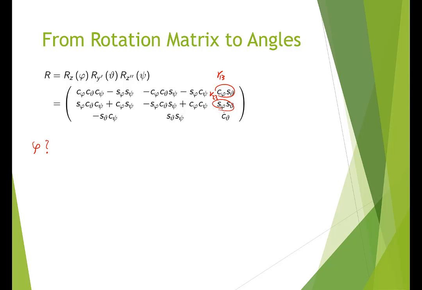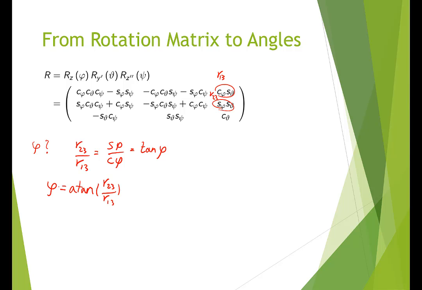Can we get phi from these two? Yes, if we divide R23 by R13, what will we get? We will get sine of phi divided by cosine of phi, which is tangent of phi. Now to get phi, all we have to do is take arctangent of R23 and R13. That's how we get phi.